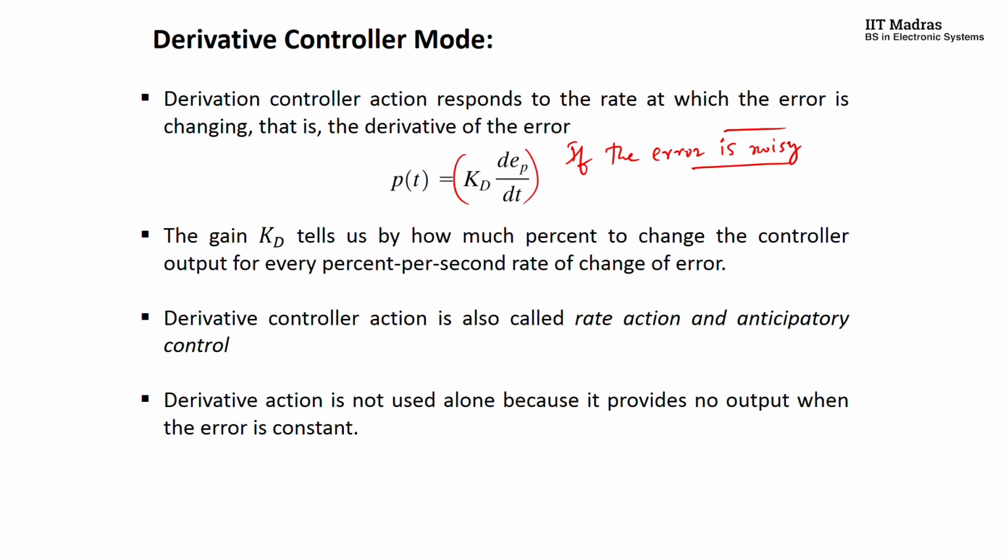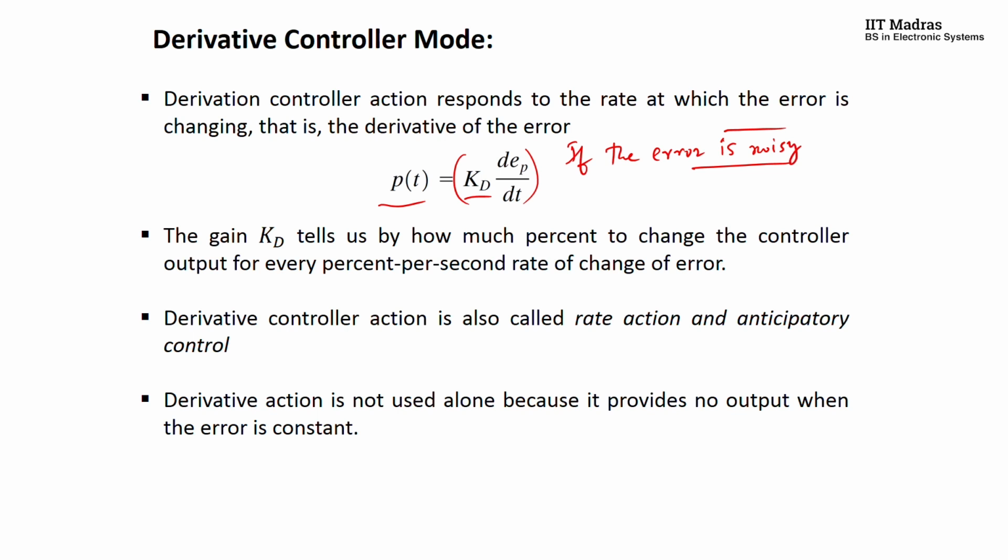It is like you take the derivative of the noisy signal and get a much enhanced version of noise, and that multiplied by Kd will give you the control output. That means this will destabilize the system. Therefore, whenever you use a derivative controller, you see to it that the error is not noisy. You take steps such that the measurement signal does not have noise. You keep filters in the feedback loop so that the noise will be filtered out, whenever you use a derivative controller.